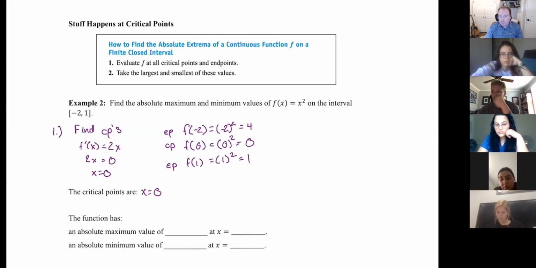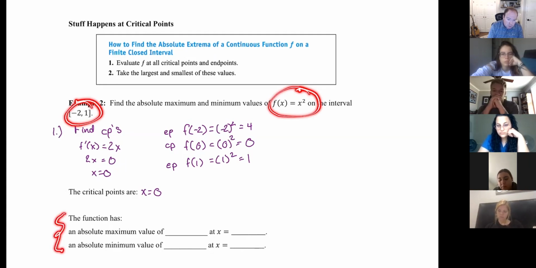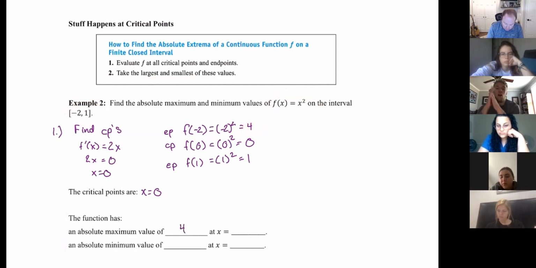So what we learned from the extreme value theorem earlier is that a continuous function on a closed interval will have an absolute max and min. So step 2 is the answer to the question. The largest value is the absolute max. The smallest value is the absolute min. So the largest value in this case is 4. So the absolute maximum value of 4, where does that occur? At x equals -2.